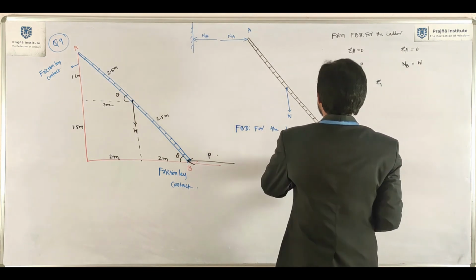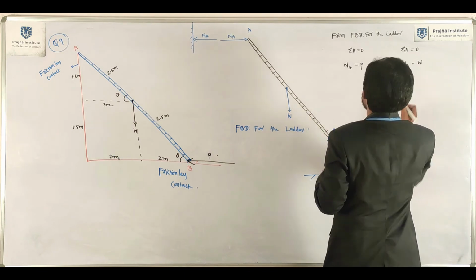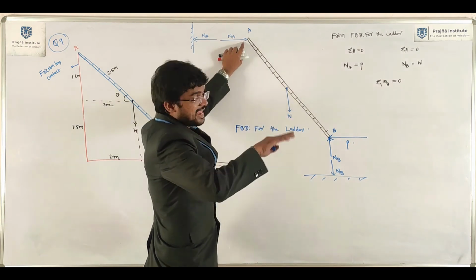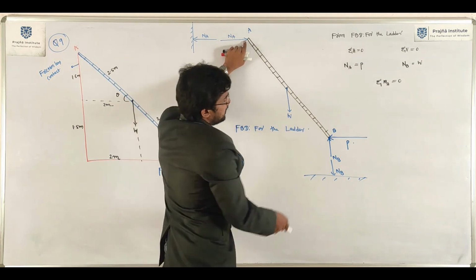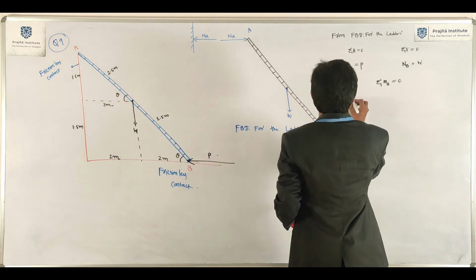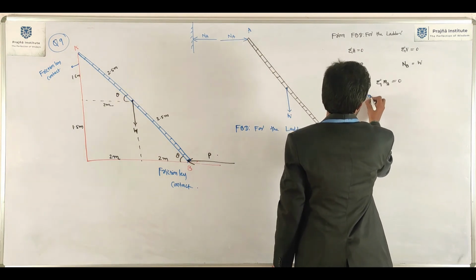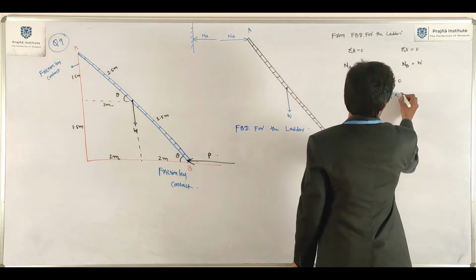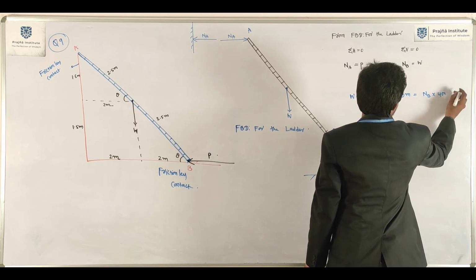Apply moment about A equal to 0. Then moment of W about this point is clockwise. Moment of P about that point is clockwise. Moment of NB about point A is anti-clockwise. W into 2 meter plus P into 3 meter equals NB into 4 meter.